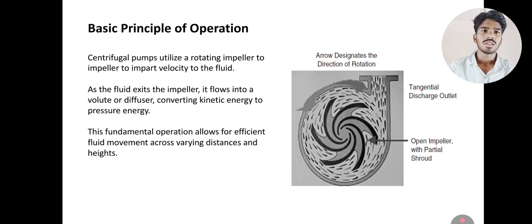operation. See, there is an impeller, a tangential discharge outlet, and an arrow showing the direction of rotation. By creating kinetic energy, we can pump the water to the upper level, and the centrifugal pump utilizes the impeller to impart velocity to the fluid. As the fluid exits the impeller, it enters the volute or diffuser, converting the kinetic energy to pressure energy, and this fundamental allows efficient fluid movement across various distances and heights.